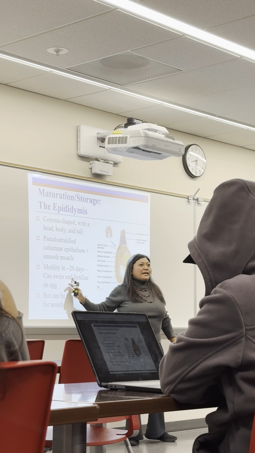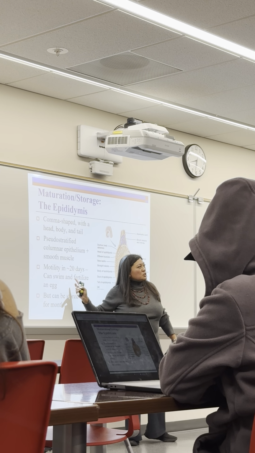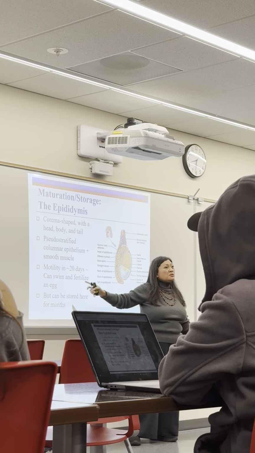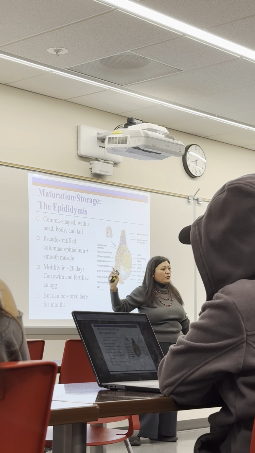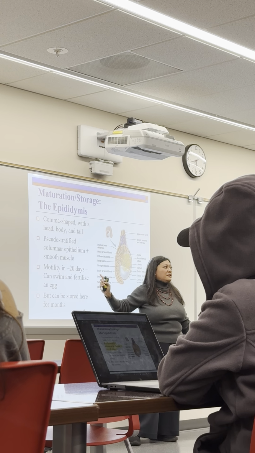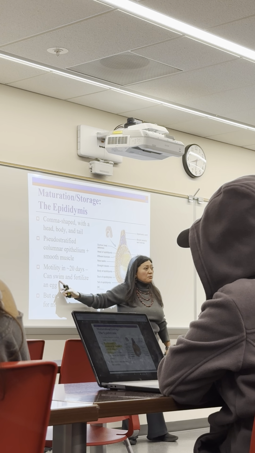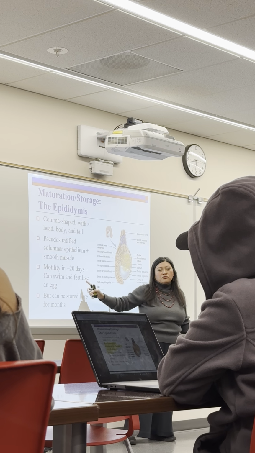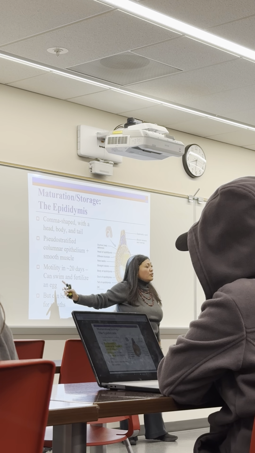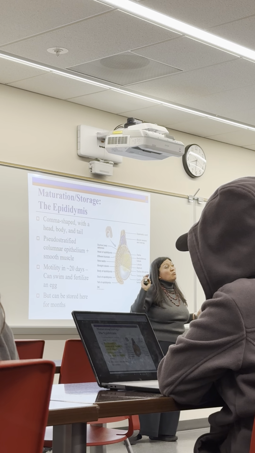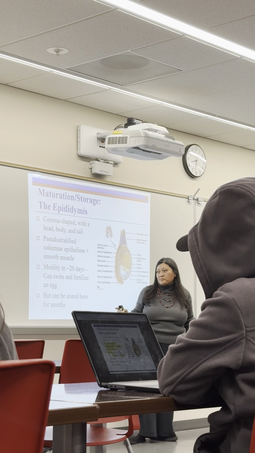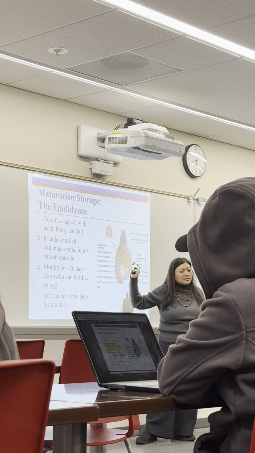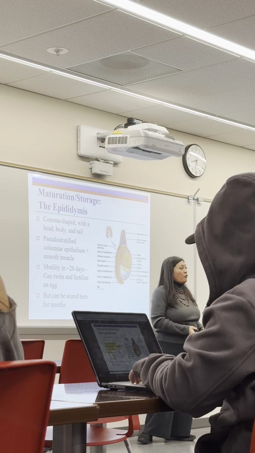In about 20 days or so, those sperm will gain something called motility. In order for sperm to be fully motile and fully mature, they need to be able to do 2 things. They need to be able to swim real far and fast, and they need to be able to fertilize an egg. That, by definition, is what makes them motile and fully mature. While they're hanging out in the epididymis, they can be stored there for months.